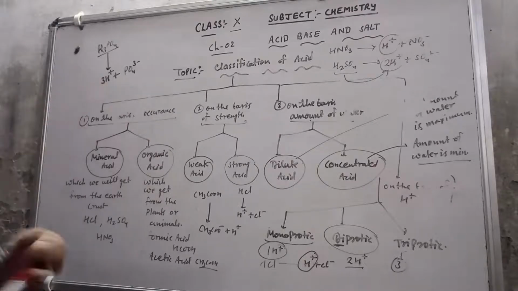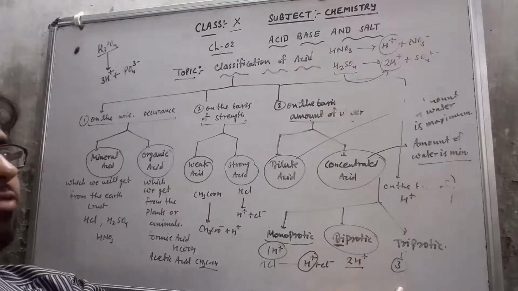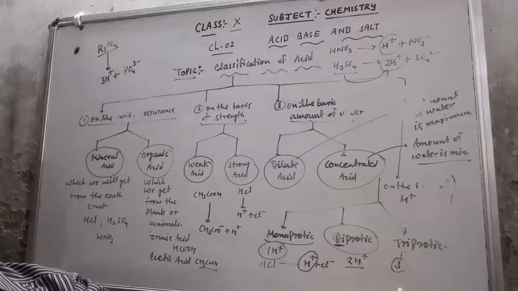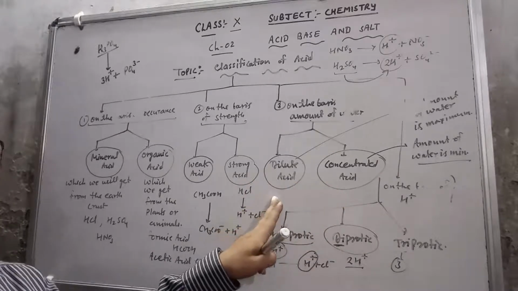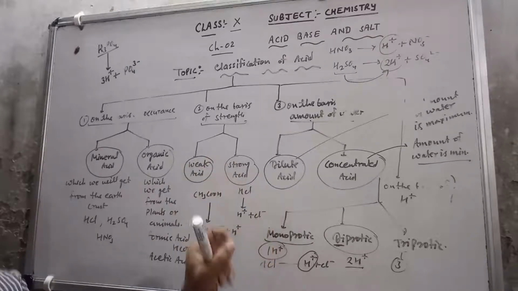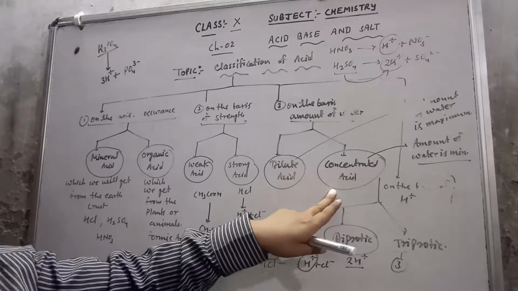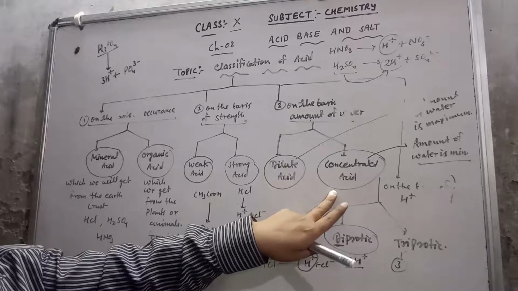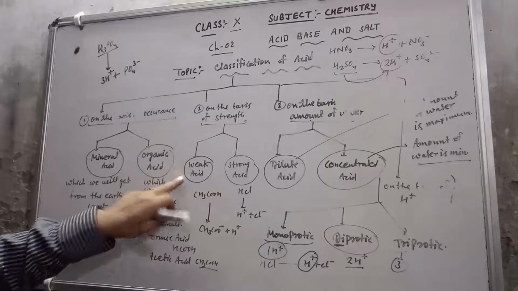Again I am telling you, monoprotic meaning those which will give us 1 hydrogen ion by dissolving in water. Diprotic meaning which will give us 2 hydrogen ion by dissolving in water. Triprotic meaning which will give us 3 hydrogen ion by dissolving in water. Same for dilute and concentrated acid. Dilute acid meaning in which the amount of water is maximum, that meaning the acid is in minimum amount. Concentrated acid meaning the amount of water is minimum but the amount of acid is maximum.